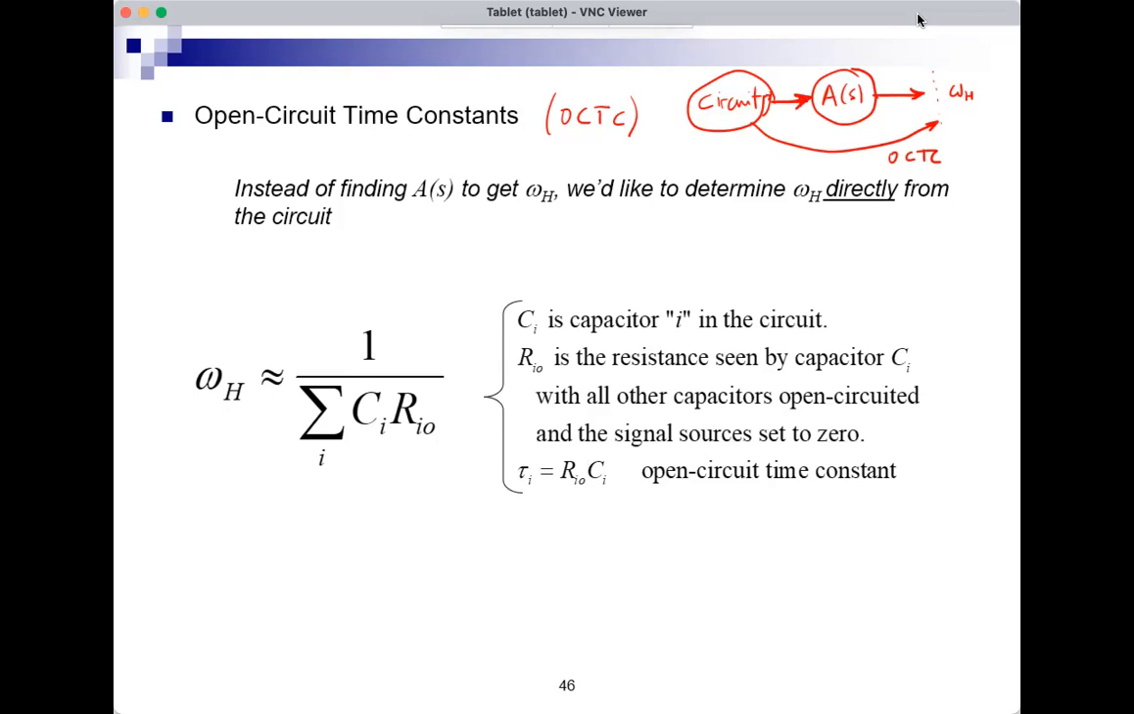RIO is the resistance seen by capacitor CI with all the other capacitors open circuited and the signal sources set to 0. And then once we find RIO for a certain CI, I multiply RIO and CI. And once I do that for all the capacitors, I add these products. So I get C1 R1O plus C2 R2O plus C3 R3O. So that's the summation. And then I take 1 over that, and that's omega h.